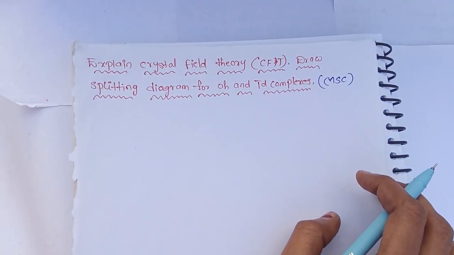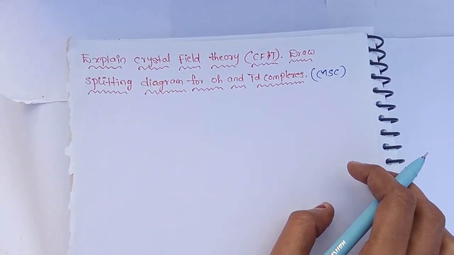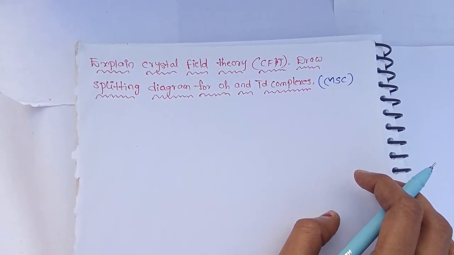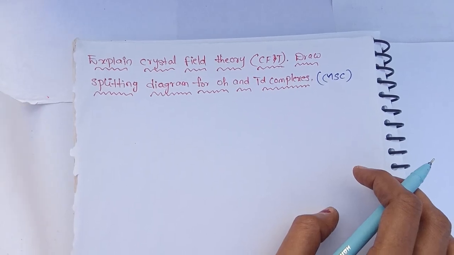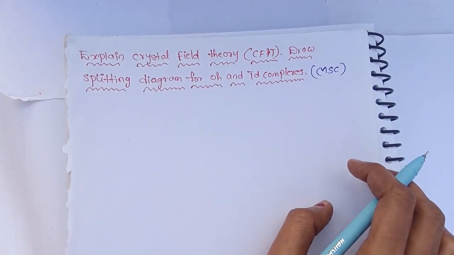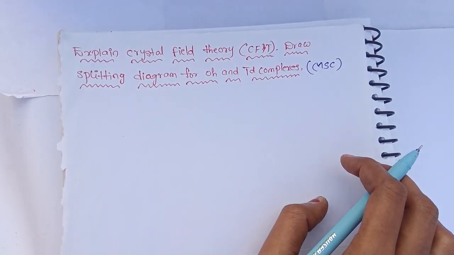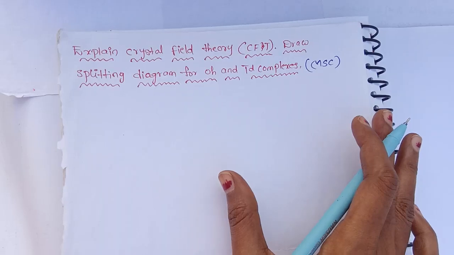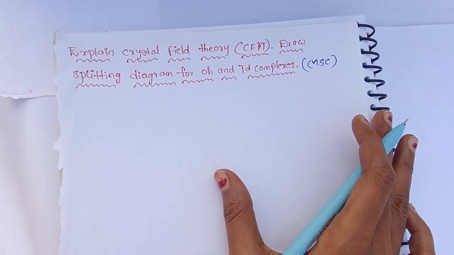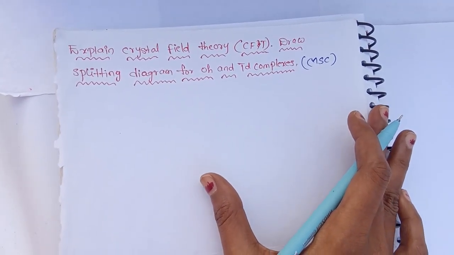Today we want to explain crystal field theory and draw the splitting diagram for octahedral and tetrahedral complexes. This is the most important topic, guys, for MSc students. It is asked for 10 marks. So now I want to tell you only about crystal field splitting theory and tetrahedral and octahedral complexes.